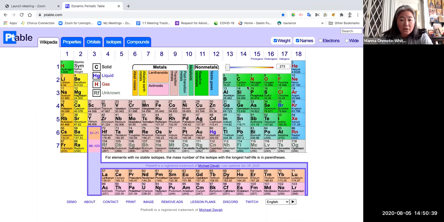Oftentimes there will be another number underneath, and that often has non-whole number decimals coming after it, and that's going to be the average atomic mass of that element as found in nature. So very few of these are whole numbers.